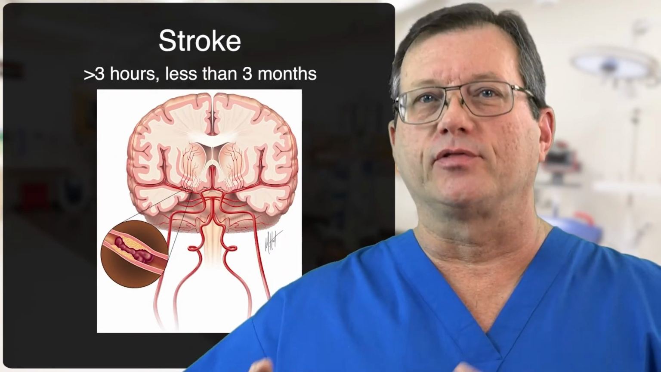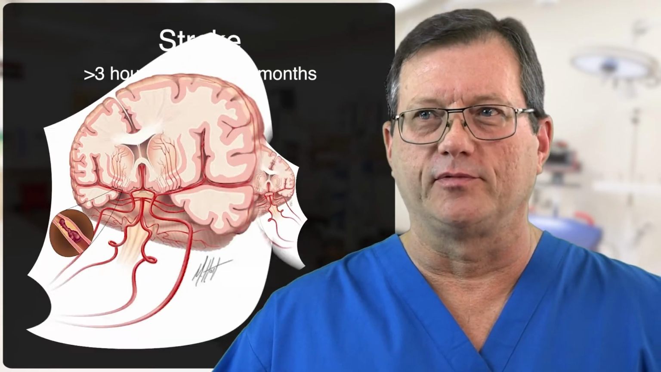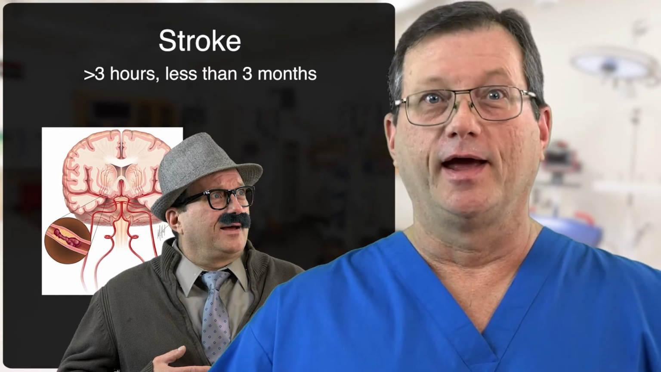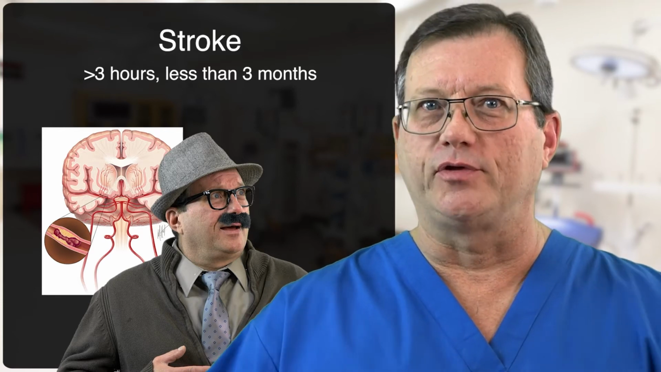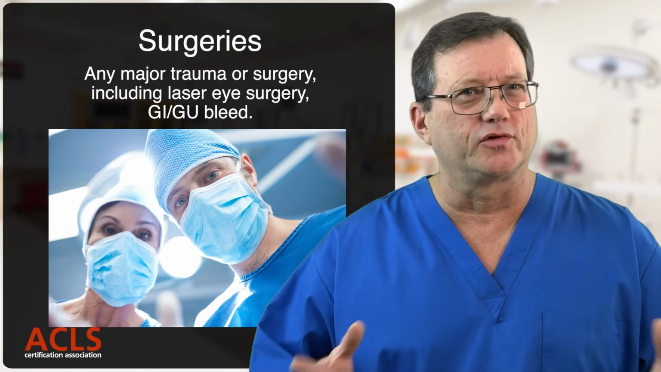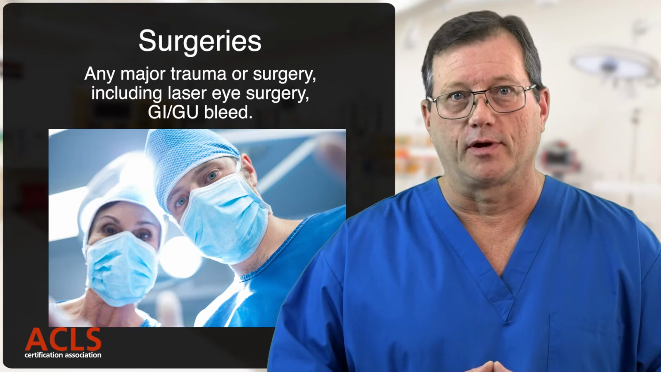Next, a stroke, greater than 3 hours but less than 3 months. It'd be kind of interesting if the patient presented with symptoms of AMI and embolic stroke at the same time, were a candidate, got the TPA, resolved both issues, then the question becomes, can you bill for both? Next, any surgeries within the last month. Again, you're going to have to take a look at this. This is subjective. What kind of surgery did the patient have? But that can also take them out of candidacy for thrombolytic therapy.